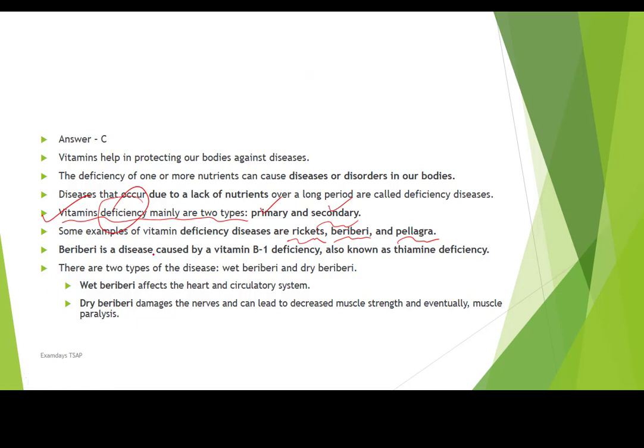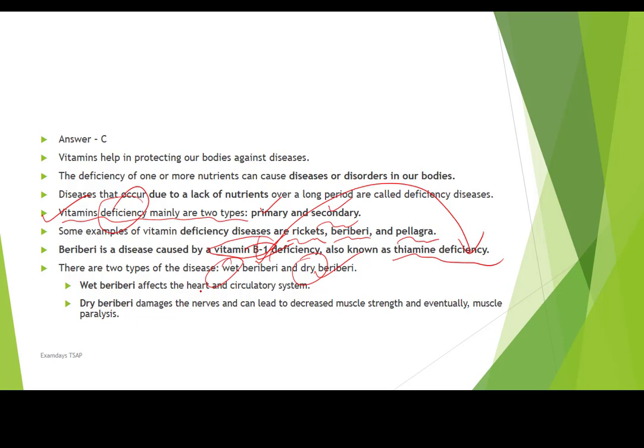So beriberi is caused by vitamin B1, also known as thiamine deficiency. You can understand that the names are different, but the deficiency disease is the same. As we said, there are two types of the disease: wet beriberi and dry beriberi. You have to understand both: what is wet beriberi and what is dry beriberi?